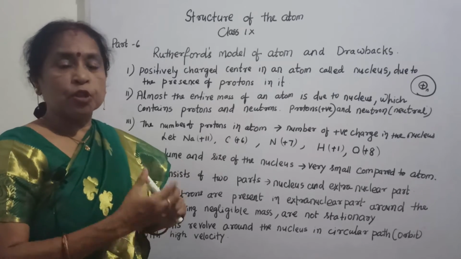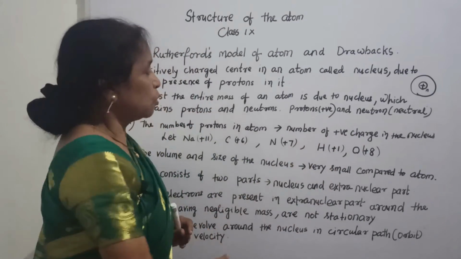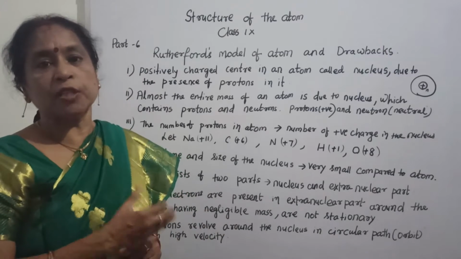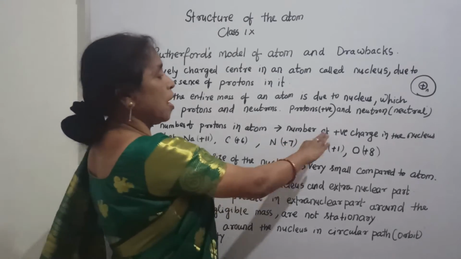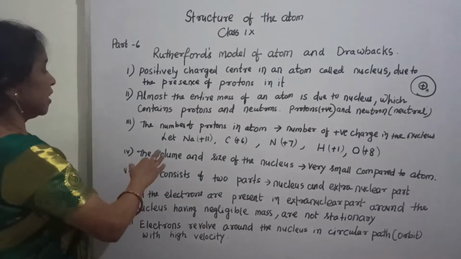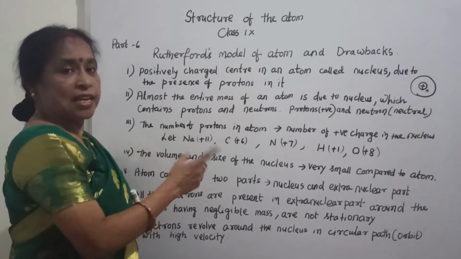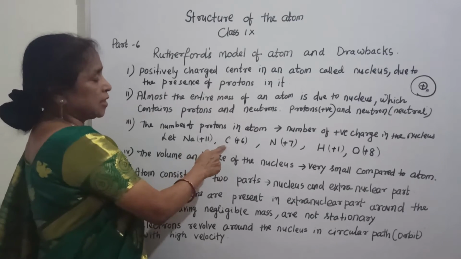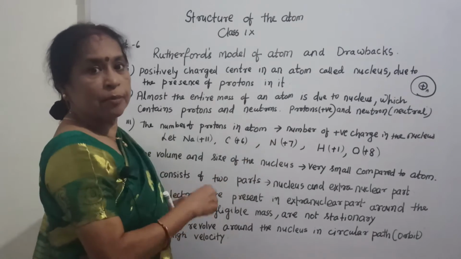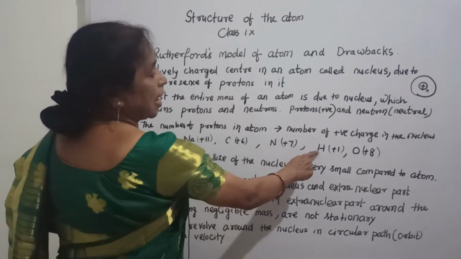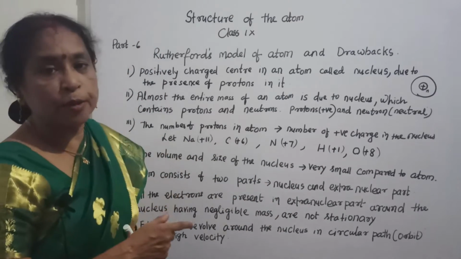The number of protons in an atom. What is the number of protons? Suppose the number of protons is 5, that means the charge is 5. So the number of positive charges in the nucleus indicates the number of protons. If the protons are 9, the number of positive charges is 9. Let us see sodium plus 11, which indicates 11 protons. Carbon plus 6 means 6 protons. Nitrogen plus 7 means 7 protons. Hydrogen plus 1 means 1 proton. Similarly, oxygen plus 8 means 8 protons.